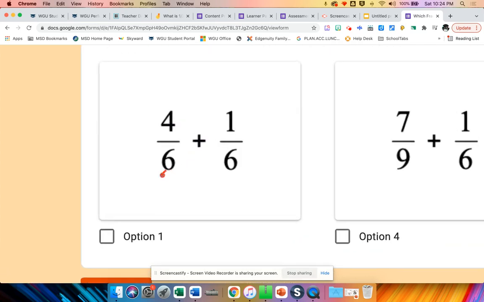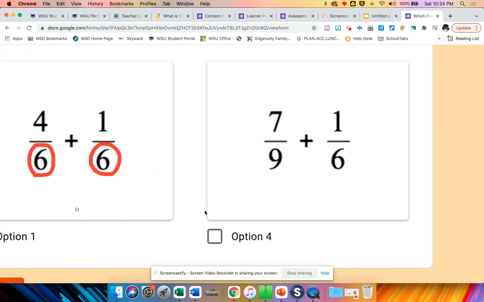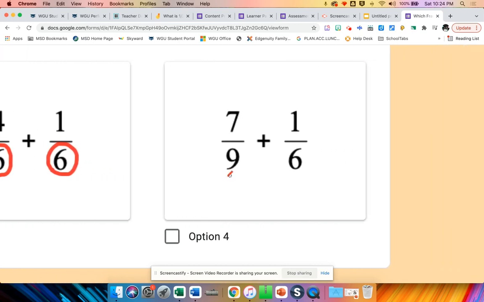In this problem, both of the fractions have a 6 as the denominator. Since the denominator is the same, this problem does not need to be rewritten, so we will not mark it. In this problem, one fraction has a 9 as a denominator, the other has a 6 as a denominator. Since these two denominators are different, they must be rewritten before they can be added or subtracted.